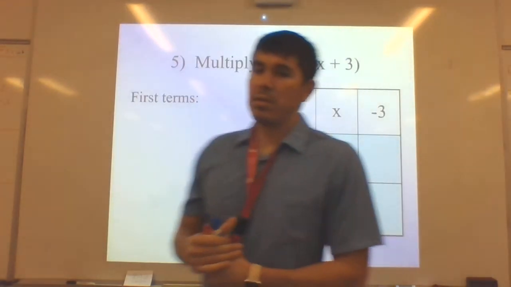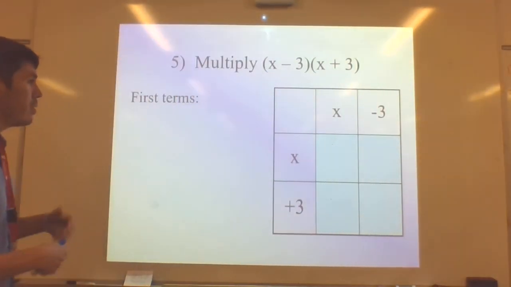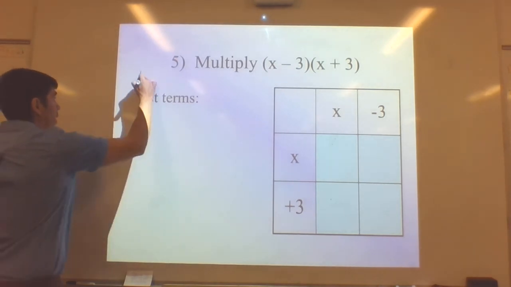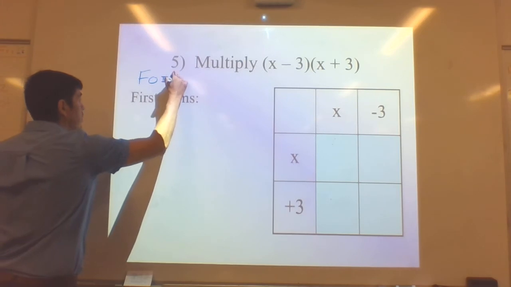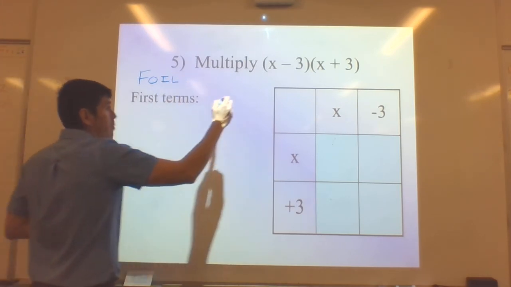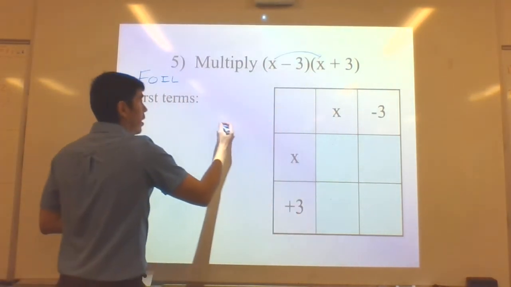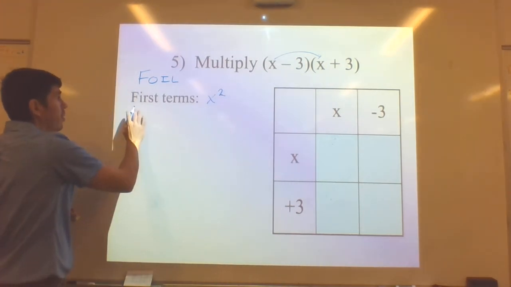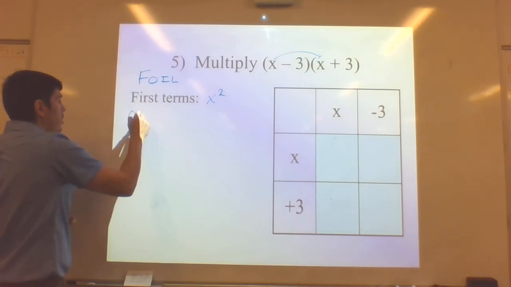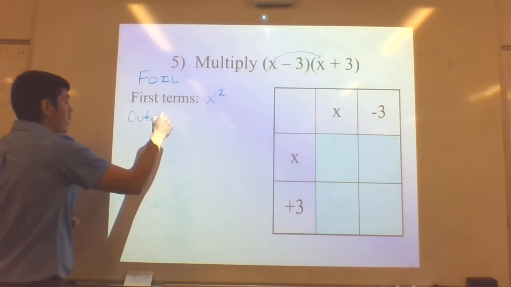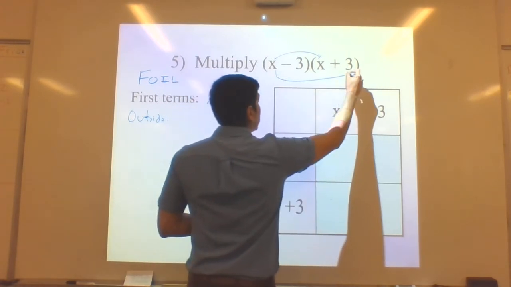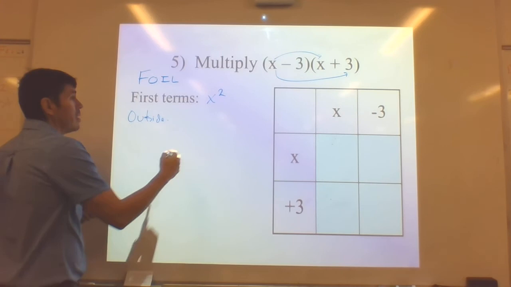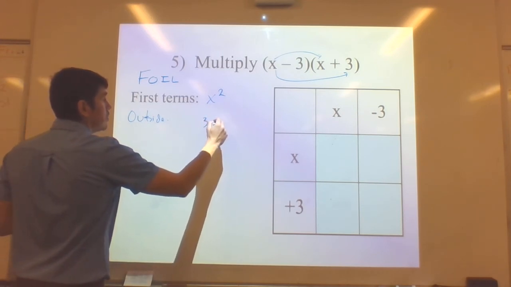Good job. Again, when we have this, we can use the box method. You can use the box method or you can use FOIL. We're going to do both. Okay, FOIL. So the first terms, when you multiply the x to the x, you get x squared. Then O, the outside: outside to outside means x times 3, so that's going to be 3x.